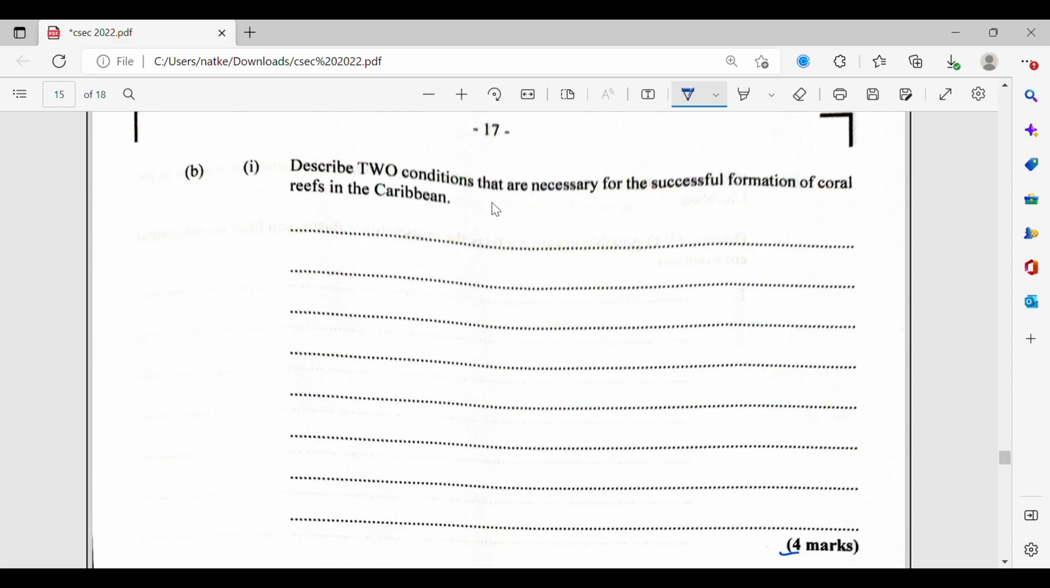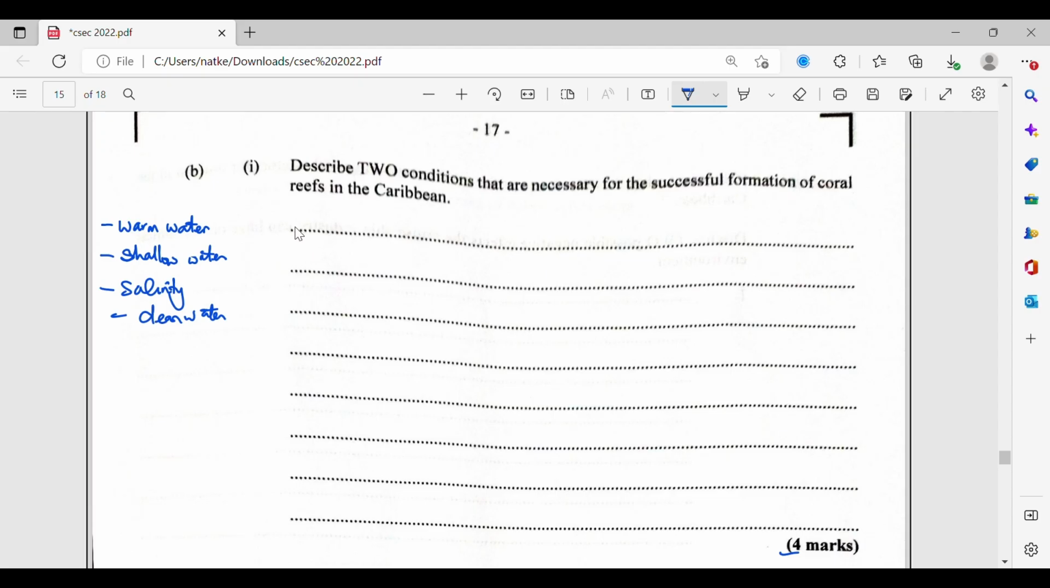So first of all, coral reef requires warm water of temperatures between 21 to 30 degrees Celsius, and coral reef also require shallow water that is with a depth of up to 45 meters below sea level. Then we have, you need the right salinity, and you need clean water as well, right? You can describe any two that you would like.